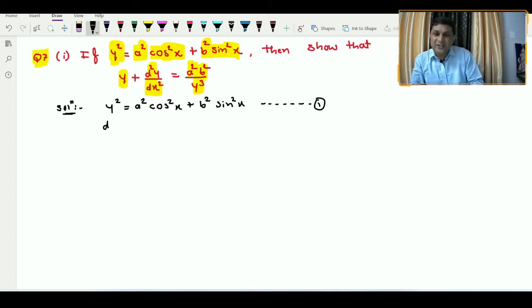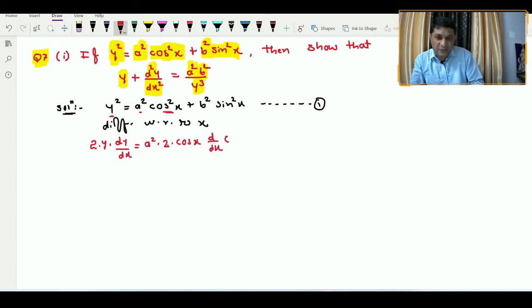Now we are differentiating it with respect to x. So observe what result we are getting here. Easily we can say that the derivative of y square will be: first take the power of y as a coefficient, decrease the power of y by 1, into the derivative of y, which is dy by dx. On this side a square, keep it as it is. Now derivative of cos square x: first take the power of cos as a coefficient, decrease its power by 1, into derivative of cos x.